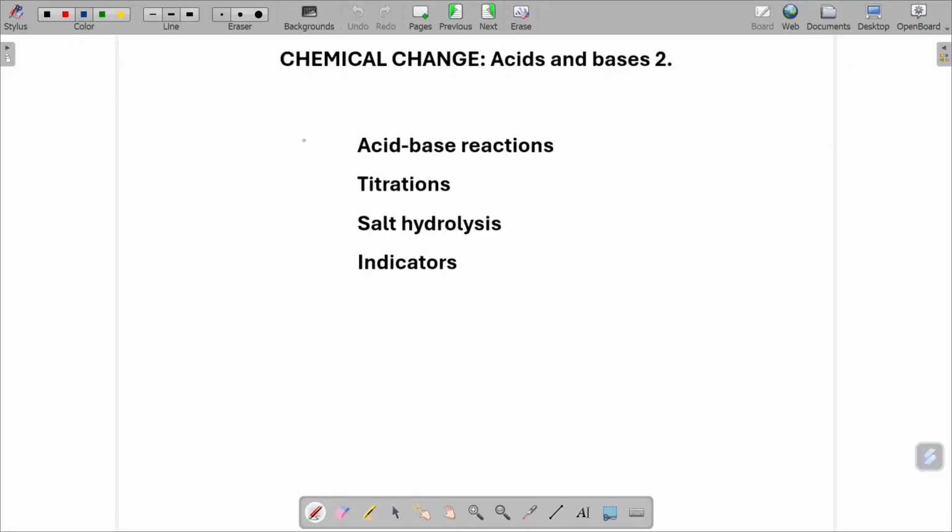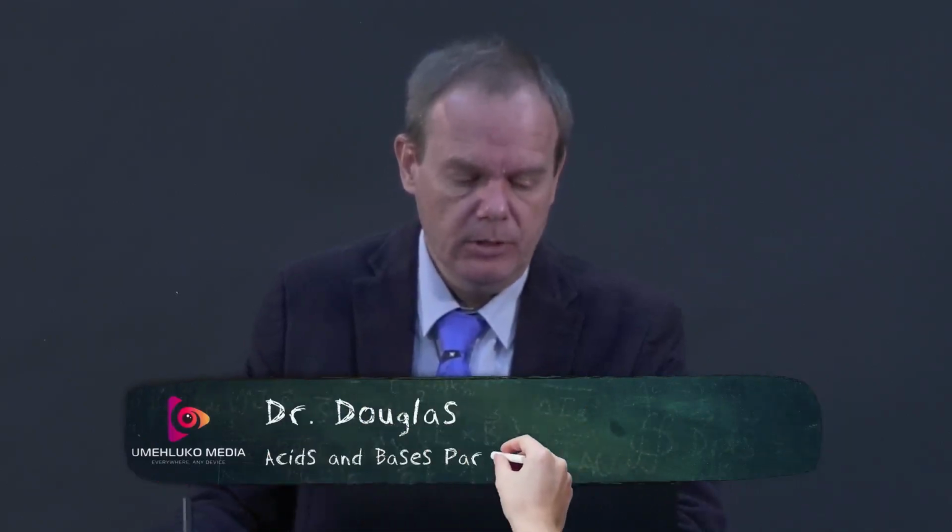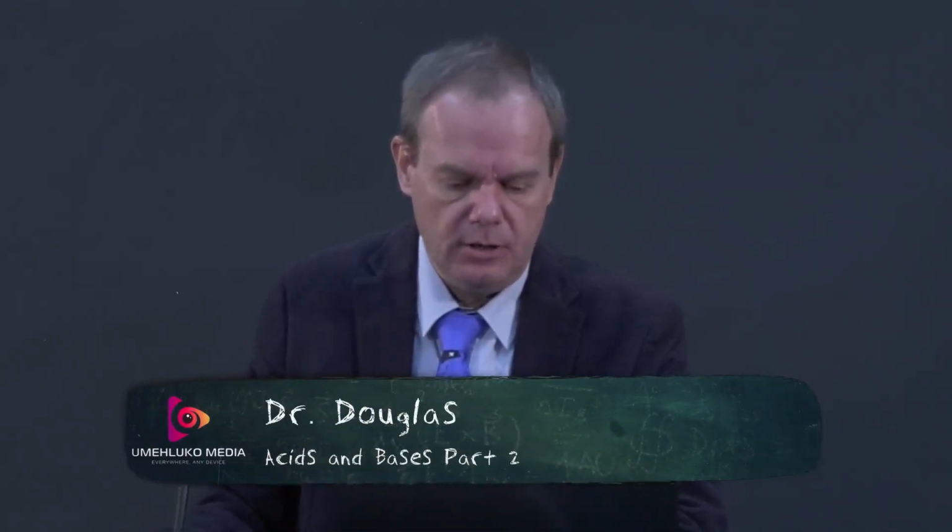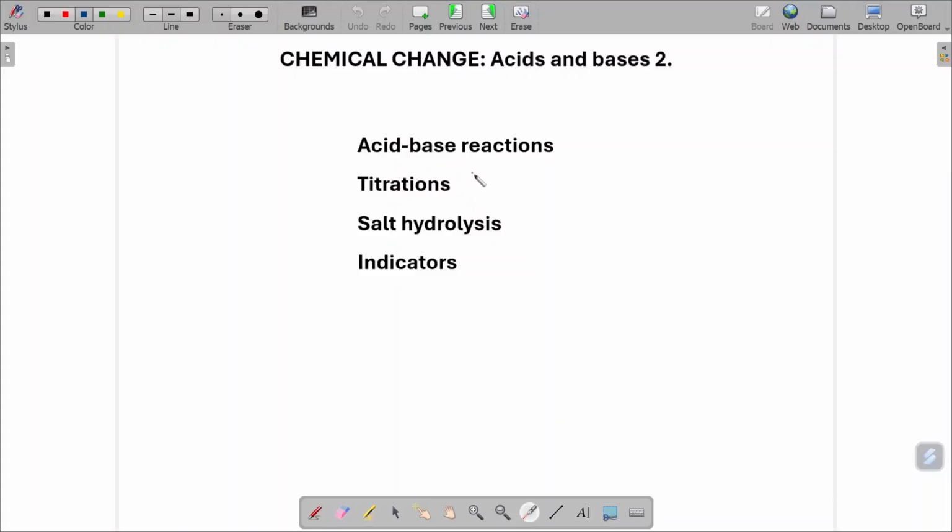This is the second lesson on the topic of acids and bases. And in this lesson, we will cover the following ideas. We will look at the concept of an acid-base reaction. There are various kinds of these, and we'll look at some examples.